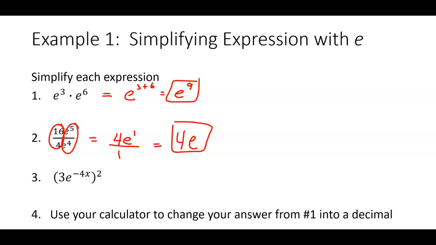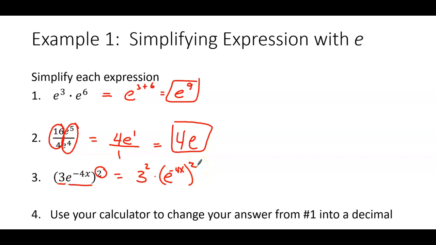All right, let's take a look at number 3. Subtract the exponents. You reduce them, yeah, like you normally reduce a fraction. All right, so here I've got this big expression here, and I'm squaring it. So what you're going to do is you're going to apply this square to each piece. Okay, so we have 3 is going to be squared, and then e to the negative 4x is also going to be squared.